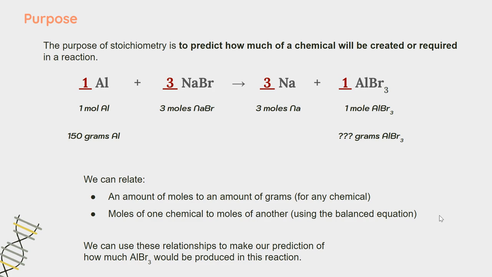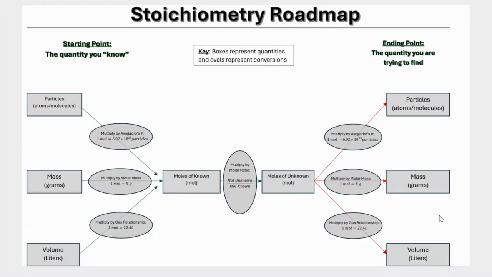To do this, we're going to use a very specific tool just to help us organize our thoughts. And that tool is going to be our stoichiometry roadmap. Now, the way this works is we start on the left side of the roadmap with the quantity of a chemical that we know, and we work our way across the roadmap to find our ending point, the quantity of a different chemical that we're trying to find.